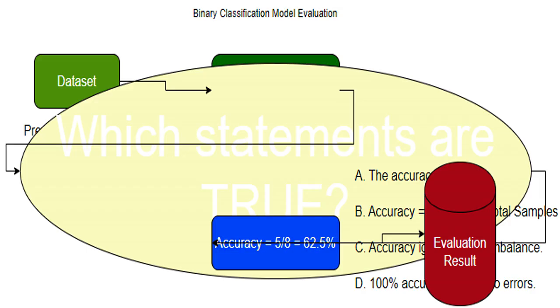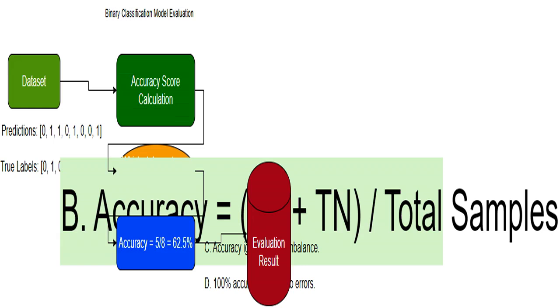This statement tells us the model's accuracy, and I'll calculate it in a moment to check if this is correct. I think this statement is true. This is the formula for calculating accuracy. TP stands for true positives, correct positive predictions, and TN stands for true negatives, correct negative predictions. I'll use this formula to check if the 62.5% accuracy is right.